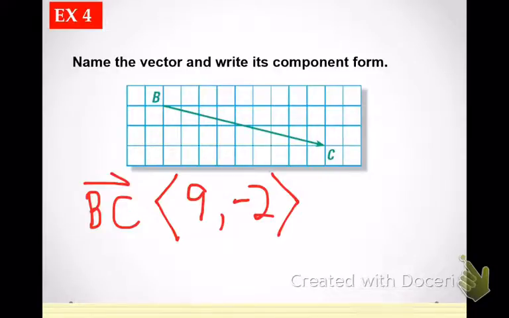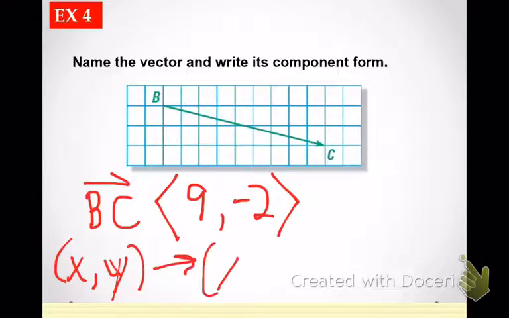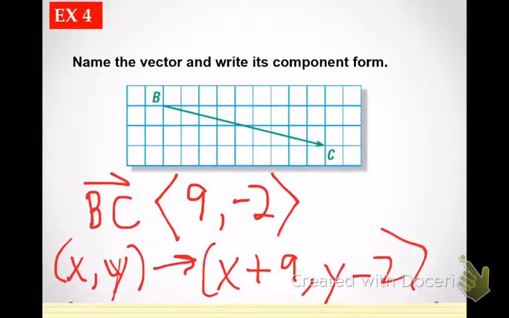Now, this is the same thing as saying this. x, y goes to x plus 9, y minus 2. This and this are saying the same thing.